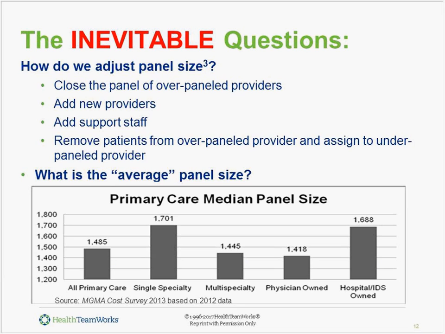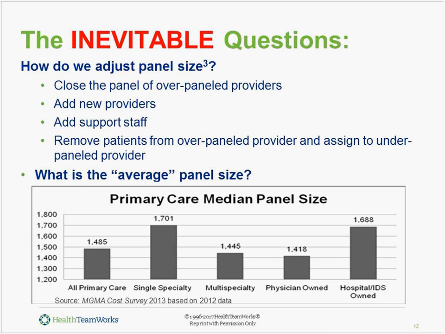And it becomes, how do we adjust panel size? An over-paneled provider is not a good idea from the perspective of access and continuity. So once you've determined the panel target for your specific type of provider, when a provider is significantly over that, you definitely want to close those panels until you figure out how you're going to manage that, potentially adding support staff.